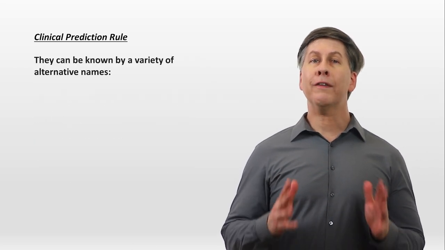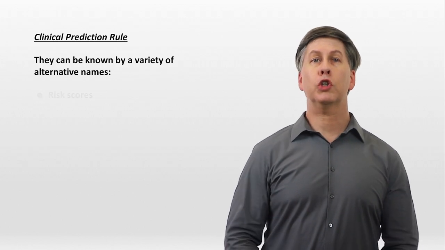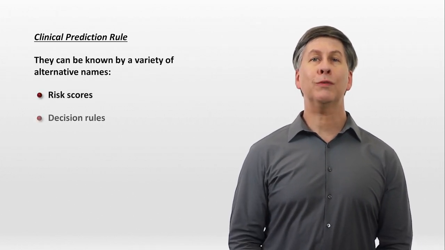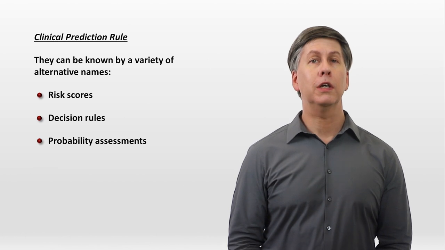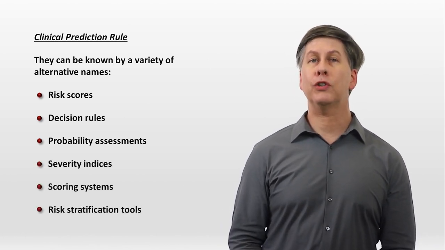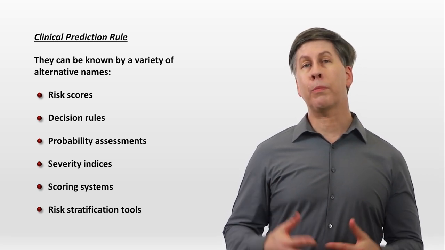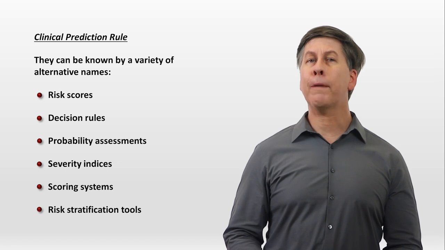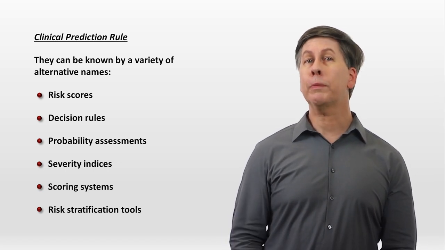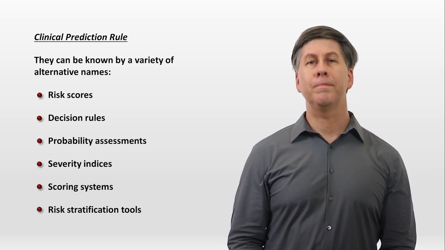There are a variety of alternative names for clinical prediction rules, or for their subtypes, such as risk scores, decision rules, probability assessments, severity indices, scoring systems, and risk stratification tools. While there is some variability in how these terms are used in practice, I think it's helpful and appropriate to use the term clinical prediction rule as an umbrella term that includes all of these others.